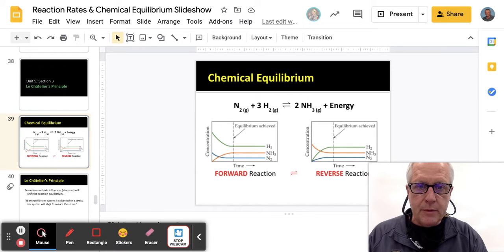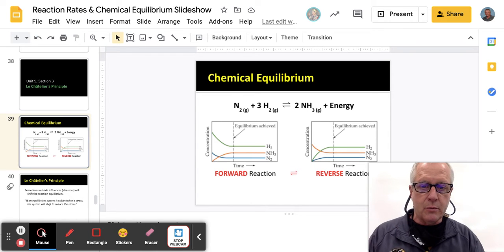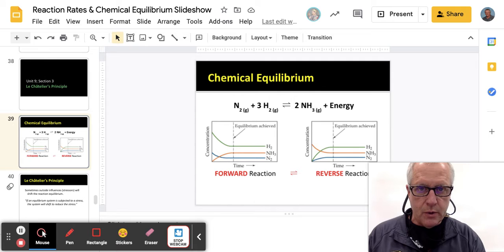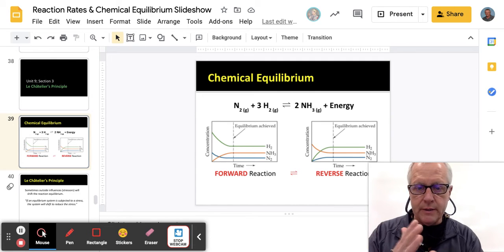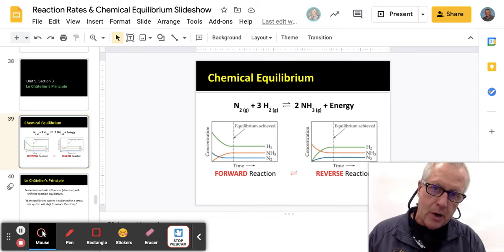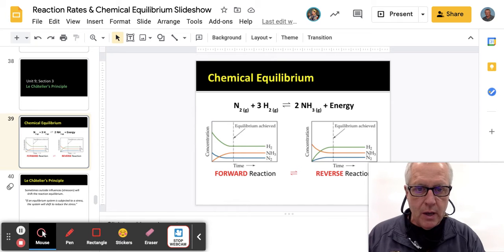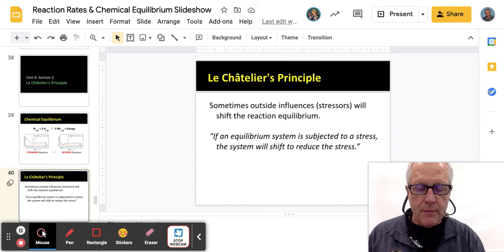Whenever you have a reversible reaction, there's sort of an equilibrium point that gets reached where reactions are equalizing each other, reactants to products and products back to reactants. So that's the idea to think about.